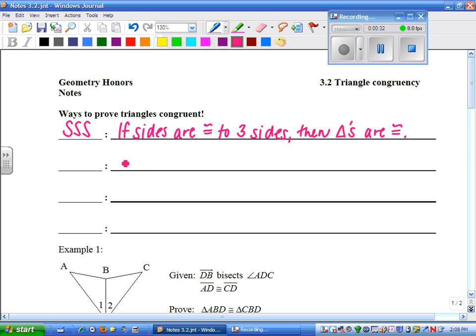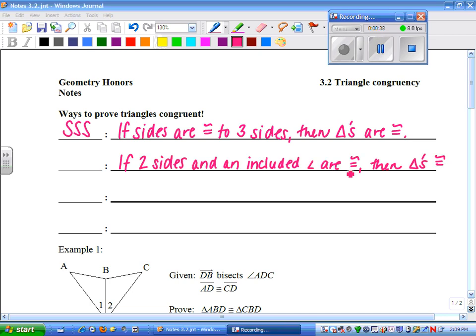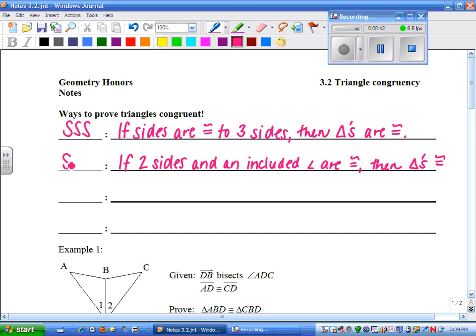Okay, another one is side angle side. So we have 2 sides and an included angle that are congruent. Then the triangles will be congruent. A way to shorten this, we're going to say it's side angle side. Okay, so in this picture, an included angle would be the angle in between the 2 sides. So this right here would be the included angle.